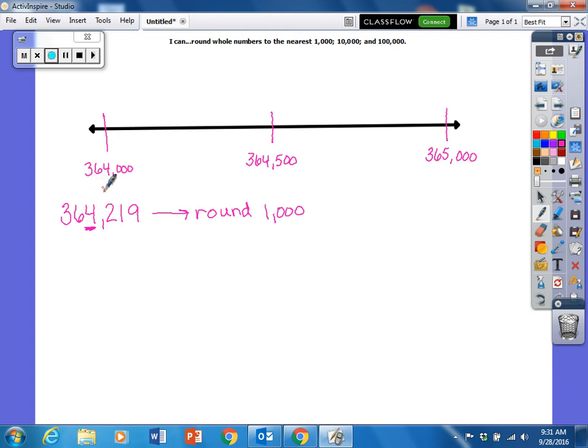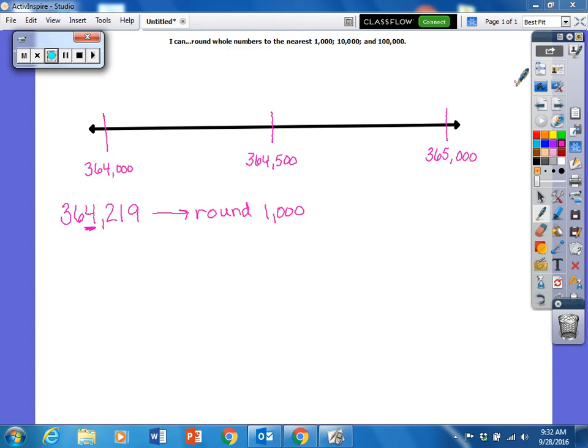So if we're rounding to the nearest 10,000s or the nearest 100,000s, you're going to write everything that's here, and then the next digit is going to be a 5. That's going to be your midpoint. Halfway between 0 and 10 is 5. So 364,000 and 365,000, the midpoint is 364,500.